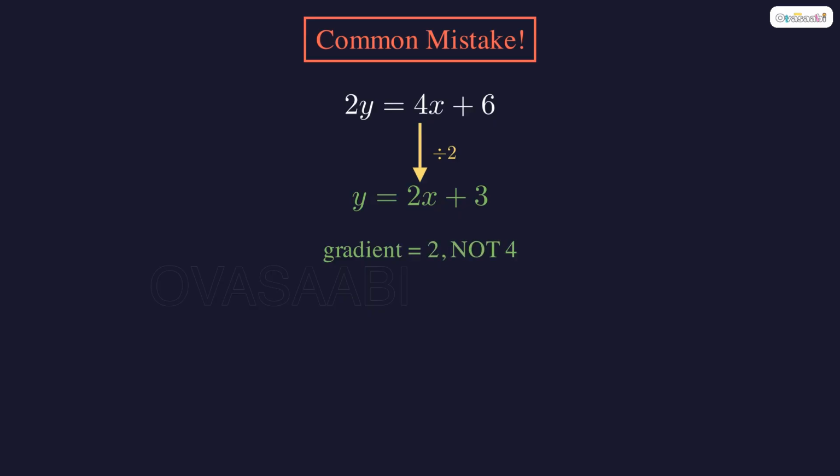Students often read the number before x without rearranging first. Always rewrite the equation as y equals mx plus c before picking out m.